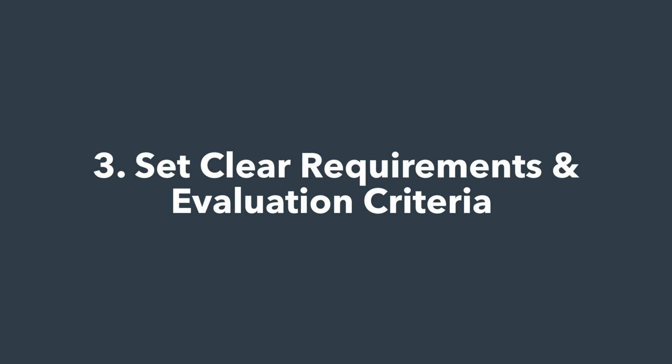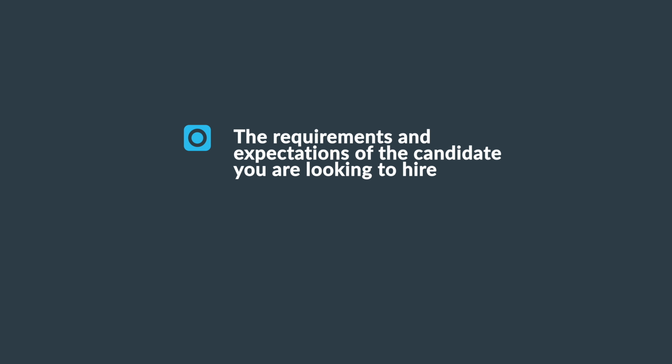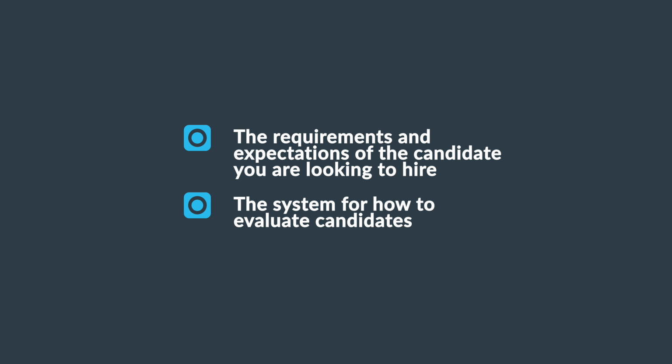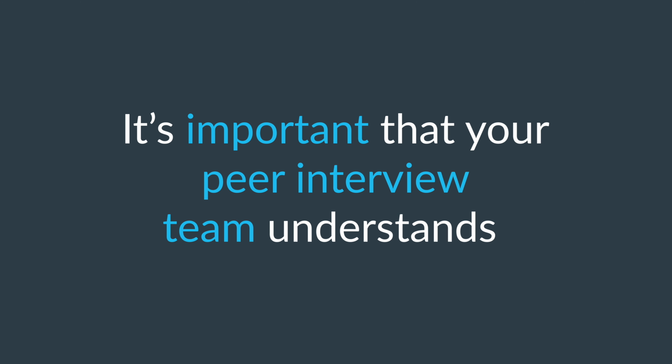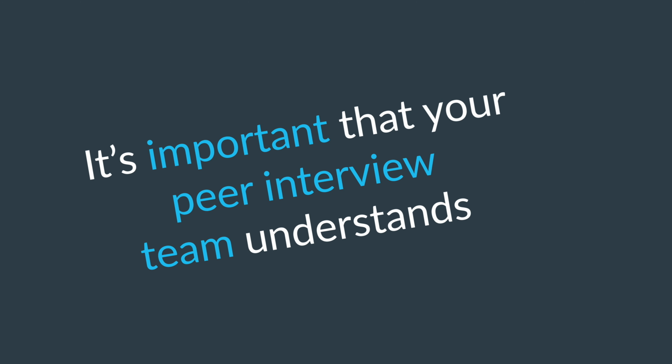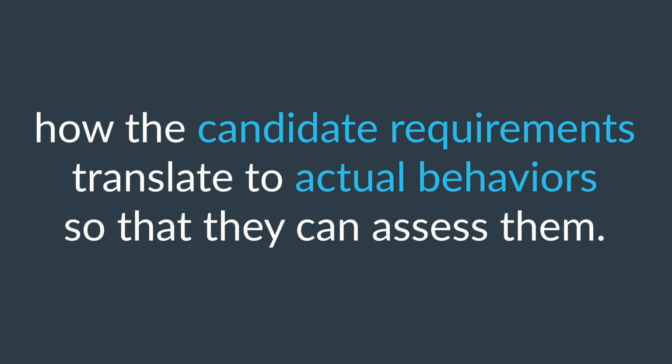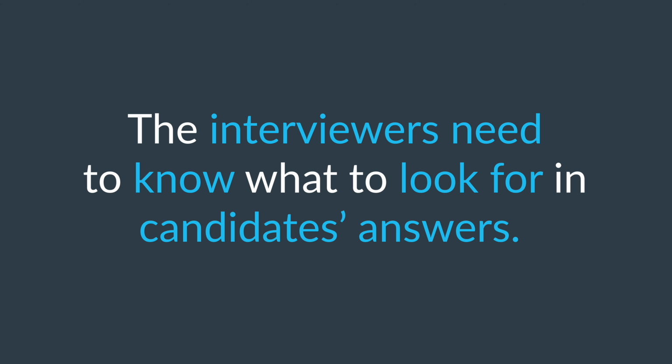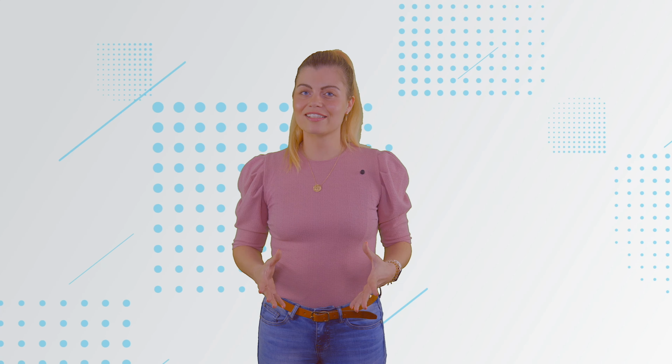Set clear requirements and evaluation criteria. The employee interviewers who are involved in the interview process need to understand 2 things up front: the requirements and expectations of the candidate you are looking to hire, and the system for how to evaluate candidates. It's important that your peer interview team understands how the candidate requirements translate to actual behaviors so that they can assess them. The interviewers need to know what to look for in a candidate's answers. Adding examples in the interview guide is useful, as well as touching on this during the interview training.